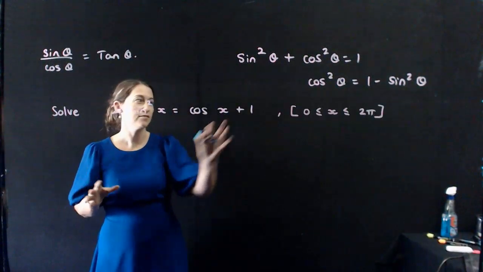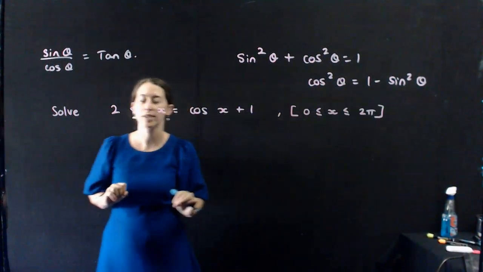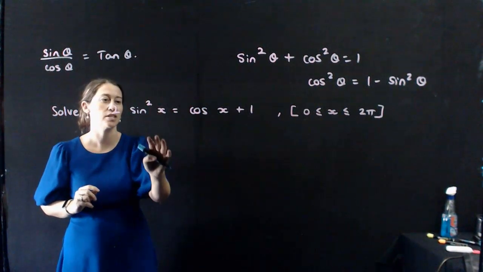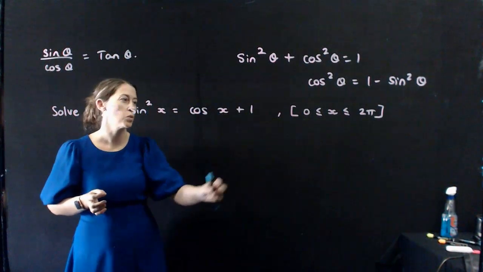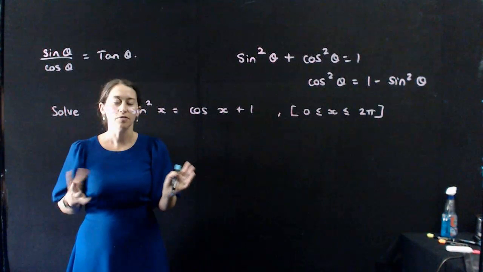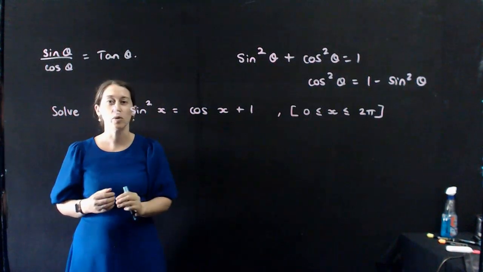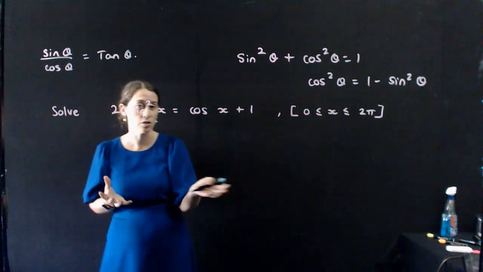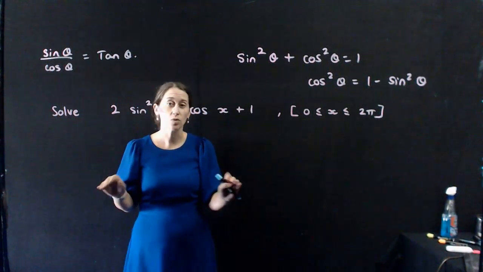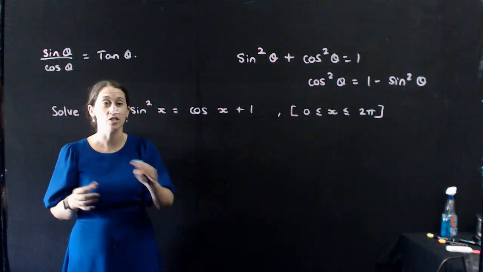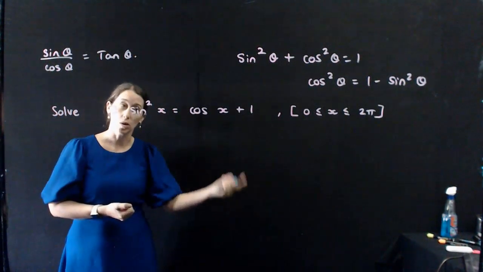Okay, so I have just scrubbed out some room and I've written a question up. What we're going to do is solve this equation here. We've got 2 sine squared x equals cos x plus 1, and we're solving within the domain 0 to 2 pi. The first thing I've got to do is identify that this equation has both sine x and cos x within. At the moment we only know how to solve equations that are in terms of either sine or cos.